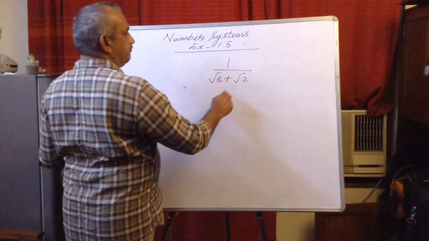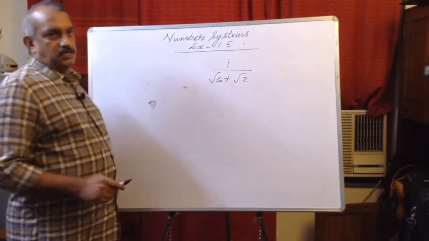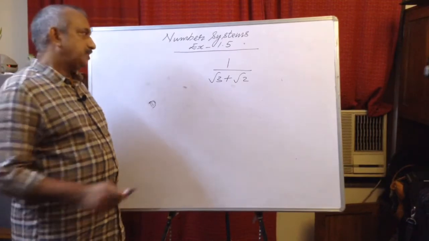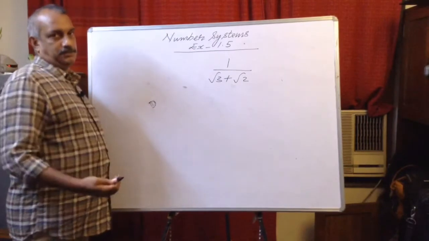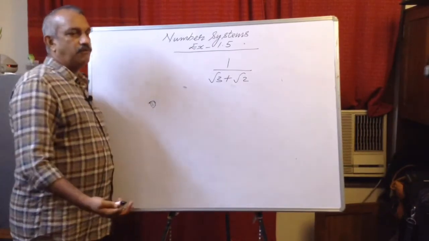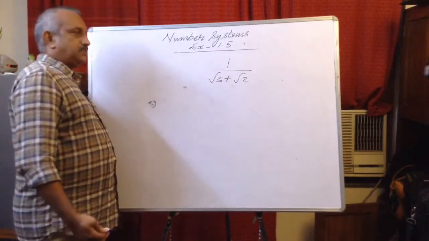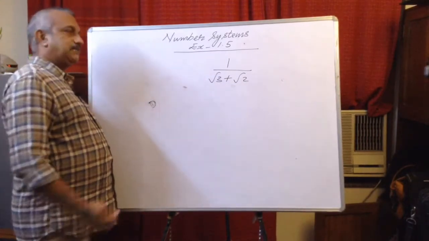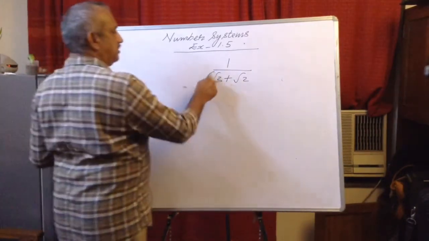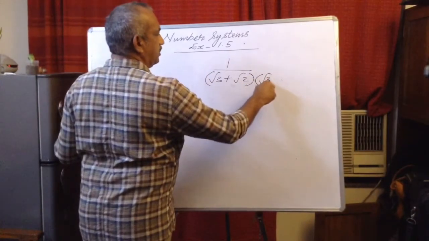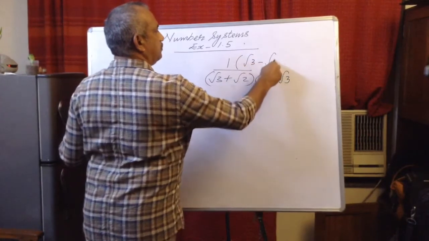Say for example, see, in rationalization also, there can be a monomial or a binomial. If it is a binomial, then you have to multiply by its conjugate. It is called conjugate. If it is in the form a plus b, multiply by a minus b. If it is in the form a minus b, multiply by a plus b. So this is in the form a plus b, so we will multiply both numerator and denominator by a minus b, root 3 minus root 2.